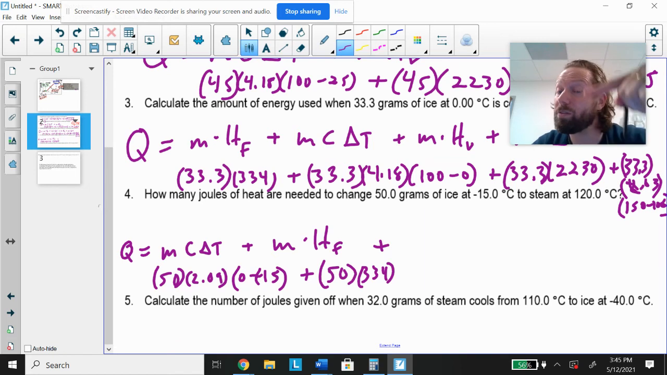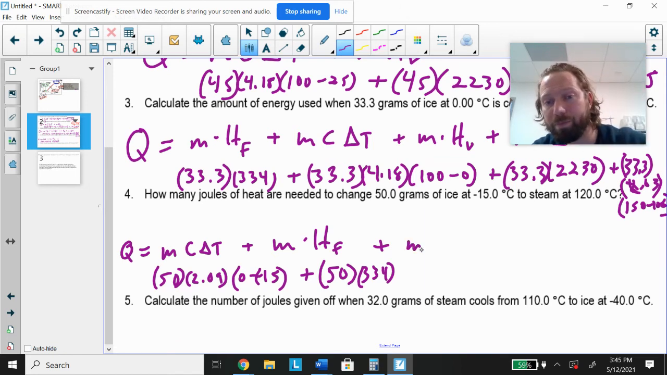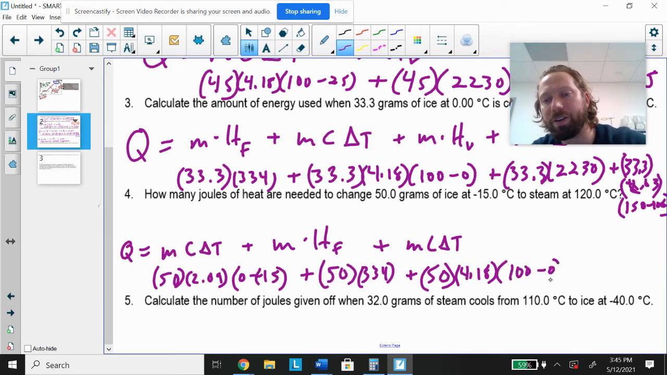Now we're going to go from 0 up to 100. MC delta T. So 50 times 4.18 this time. And then that's 100 minus 0. And then we're going to go mass times heat of vaporization. So that's 50 times 2,230.